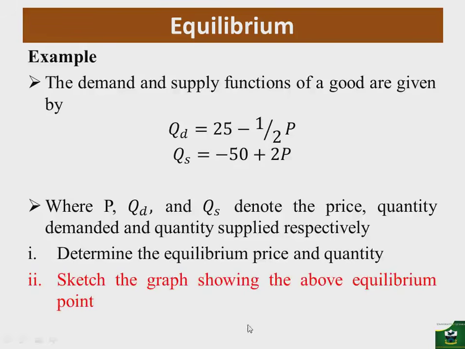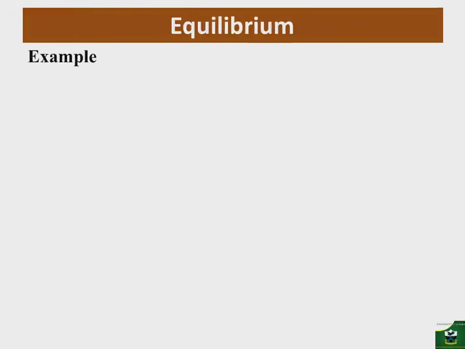Now you notice that the second part is in red, which would require you to try and do the sketching, but because we have not done any sketching so far, to show you how you can do this, I will sketch it here so that you can follow through and then answer some questions which will be similar to what we have here. So let's look at the solution. Remember that in equilibrium, quantity demanded is equal to quantity supplied.